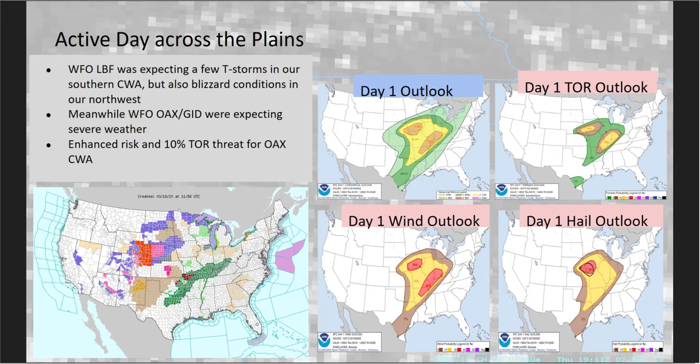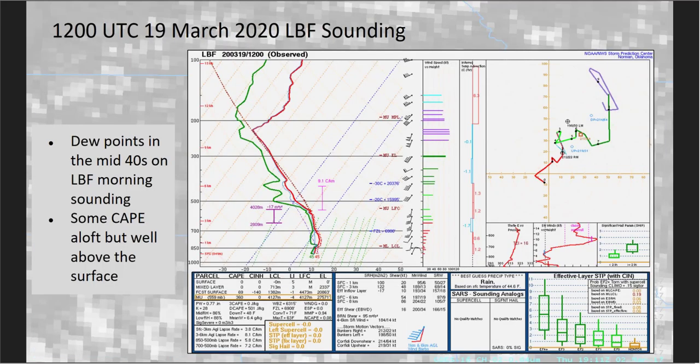So for my CWA, we were expecting a few thunderstorms in the very southern part of our CWA, but our big concern was the blizzard conditions in our northwest, the part of the Panhandle that was our counties as well, and then of course, the CWAs to the east were expecting severe weather, including that 10% tornado threat. So, again, I just captured a few of these images along the way as the event was happening. They don't really have a typical 500 millibar map or anything like that.